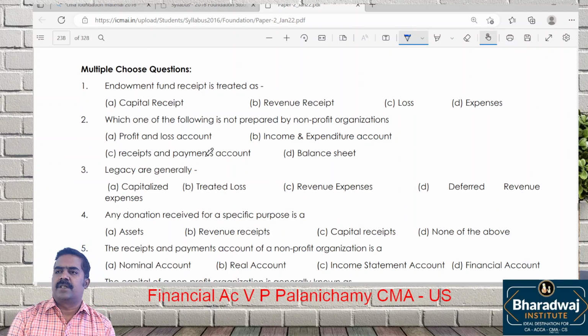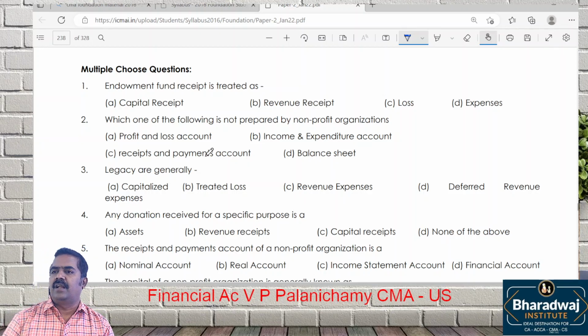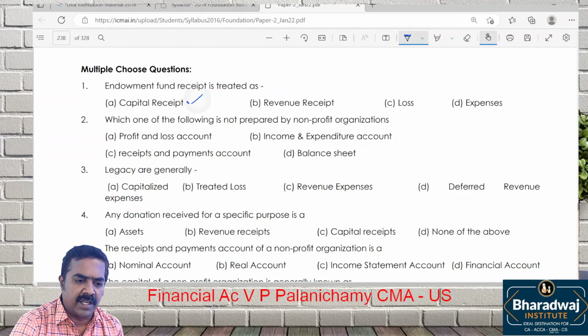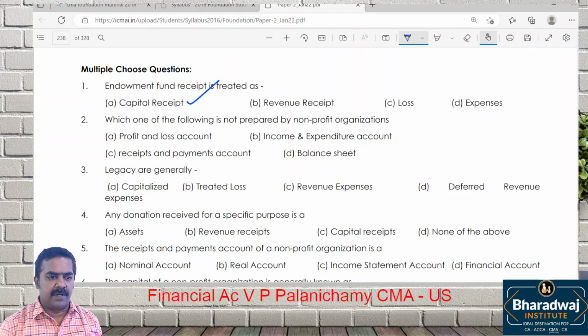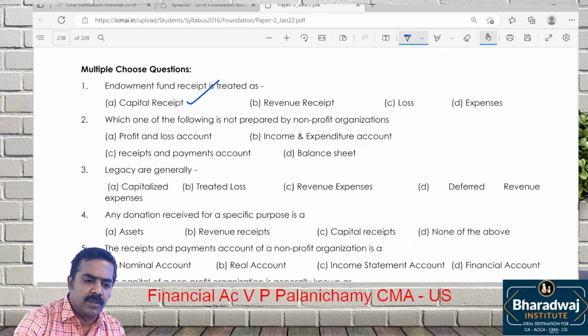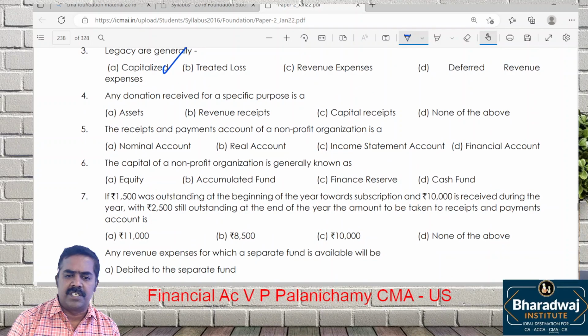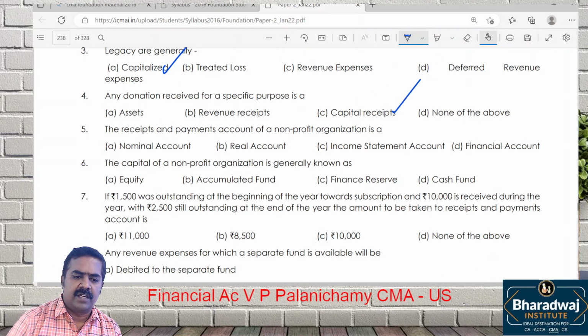Endowment fund receipt. Endowment fund means a fund created for long-term purpose. Endowment fund prizes, etc. you would have seen. It's a capital receipt. Then, which one of the following is not prepared by a non-profit organization? P&L account they don't prepare. Legacy means properties transferred by will. Properties transferred by will is a capital item. Any donation received for a particular purpose is a capital receipt.